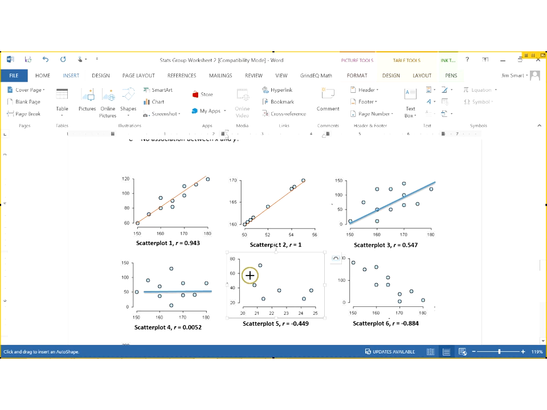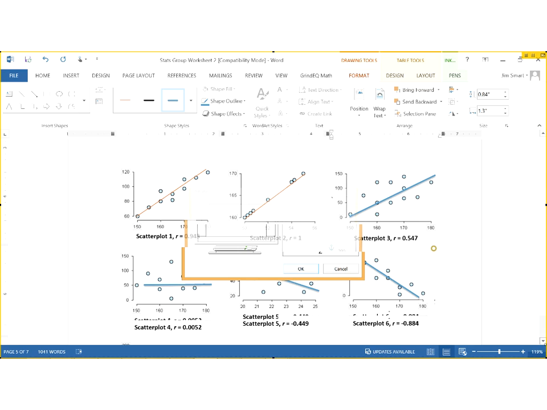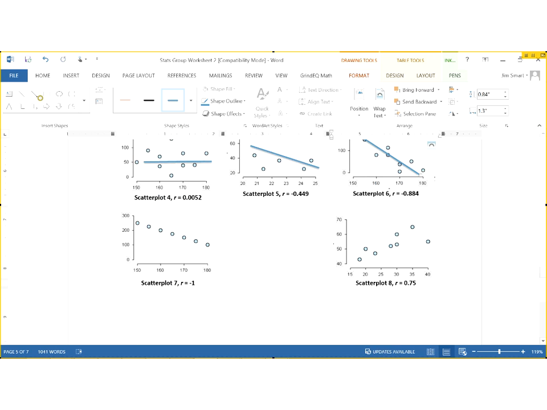Here, there's somewhat of a downward trend, but it's again not very strong. So maybe something like that on scatterplot 5. On scatterplot 6, quite a bit stronger. And you see the R is close to -1. Definitely a negative trend. All right, let's look at a couple more.